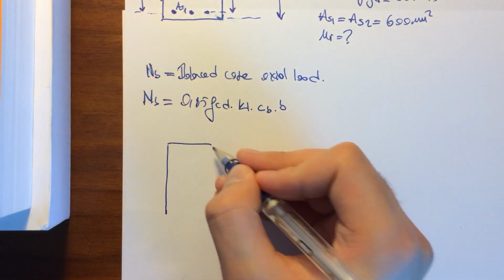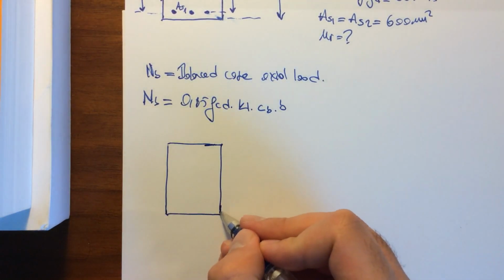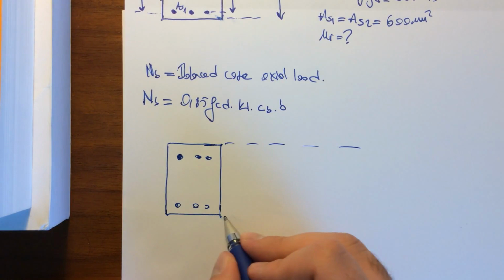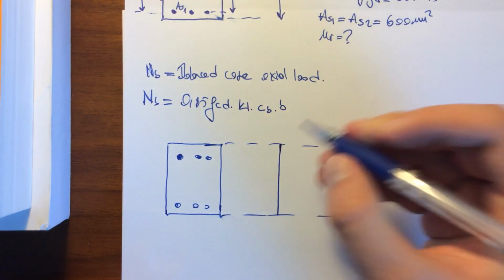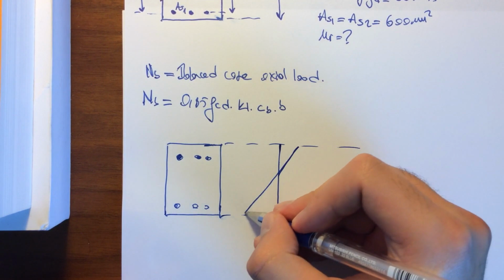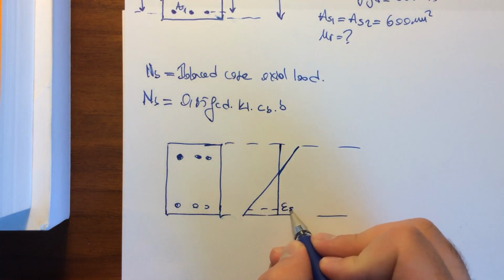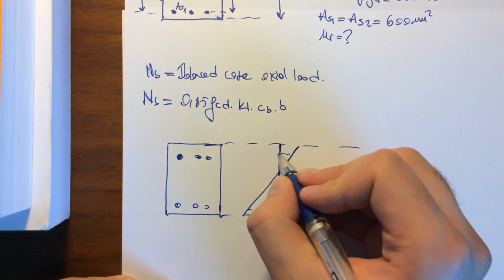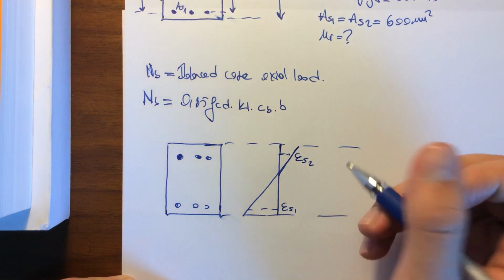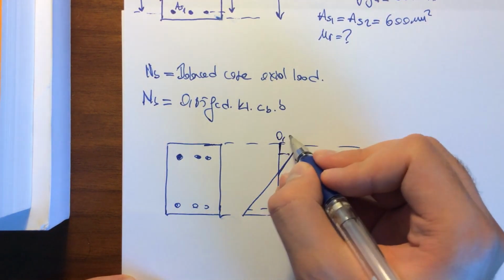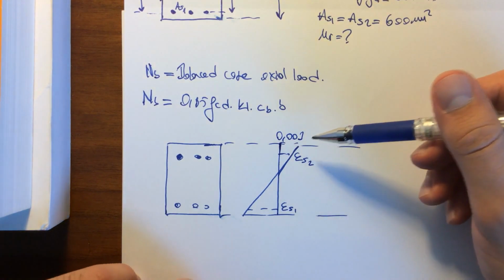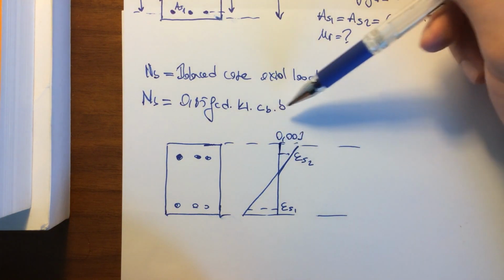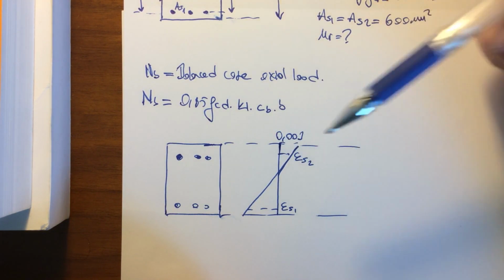Okay, so this was our structure, our cross section. It is something like this. So here we go. This is epsilon steel 1, the strain in the tension zone steel, and this is the strain in the compression zone steel, and this is 0.003 because the concrete crushes in the upper zone, and the strain corresponding to that is 0.003.